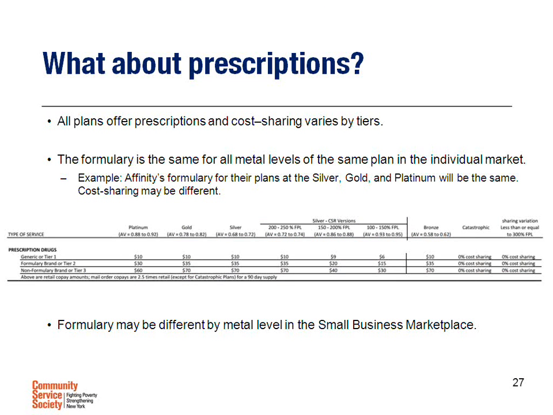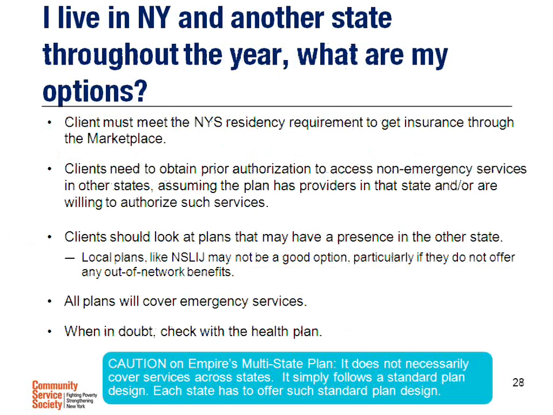For the formulary, it's the same across metal levels for the same plan, so you don't have to go into each plan. Let's say the client says, let me explore between gold and platinum, but let's check to make sure that plan has the same formulary for both. You can assume it's the same for gold and platinum if it's the same plan. And know that the formulary for the small business marketplace may be different, so don't assume that it is the same.